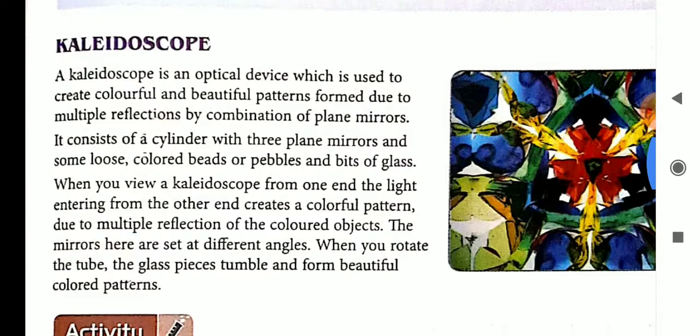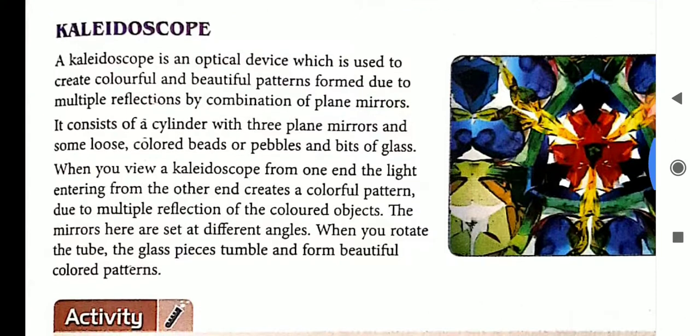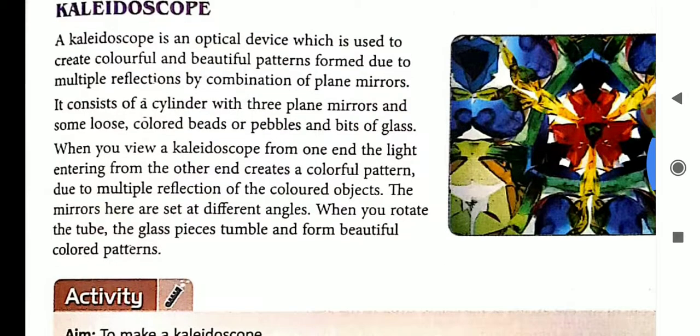First example is the kaleidoscope. A kaleidoscope is an optical device which is used to create colorful and beautiful patterns formed due to multiple reflection by a combination of plane mirrors. Here we can use three plane mirrors at an angle of 45 degrees and some loose colored beads or pebbles and bits of glass.